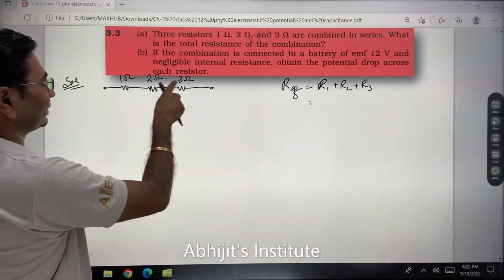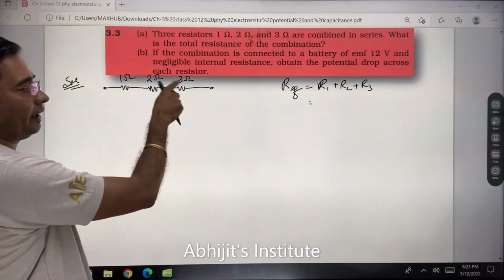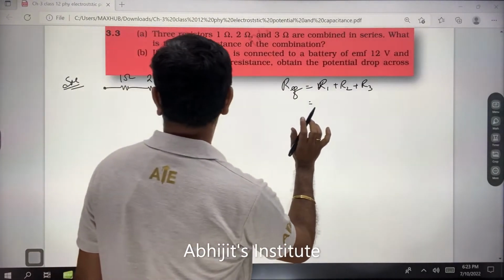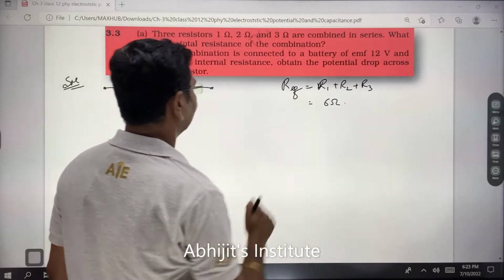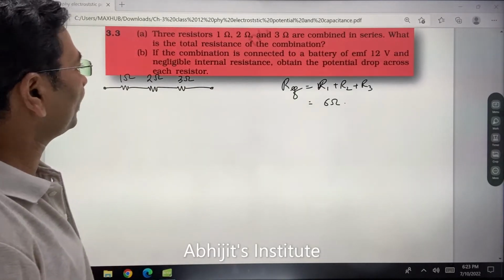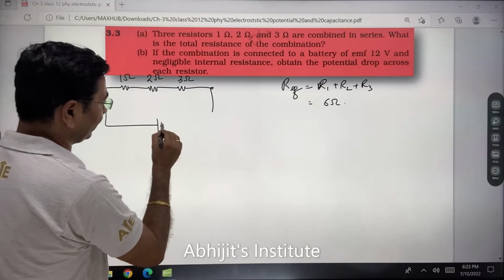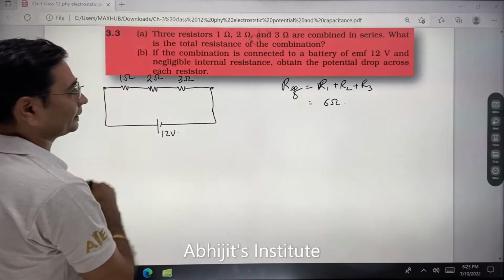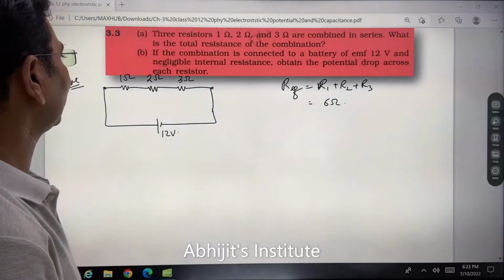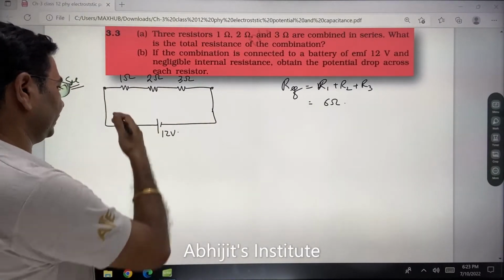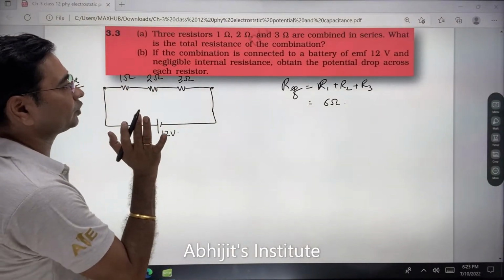These are very basic questions, right? So this is 6 ohms, 3 and 2 ohms, 5 and 1, 3 and 2, 5 and then 6 ohms, right? Good. And the combination is connected to a battery of 12 volts with negligible internal resistance. Obtain the voltage drop across it.